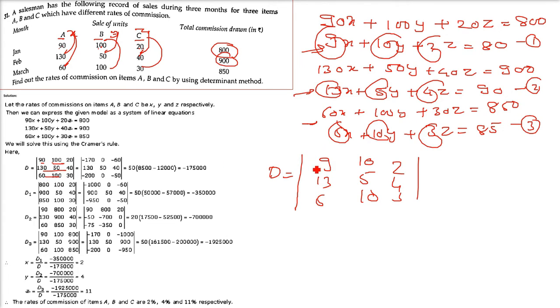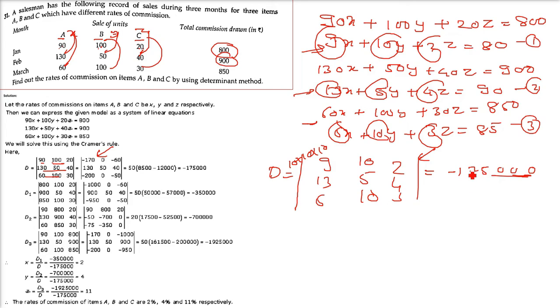If you are not comfortable, if you want to keep it as 90x plus 100y plus 20z equals 800, then you can keep all these values because I've already shown you the equations. So you will compute it as minus 175,000. But this will come as minus 175. It will not be 000. Remember, if you take the first equations like 90x, 100y, that will come as 175,000. Okay, so this will come as minus 175.